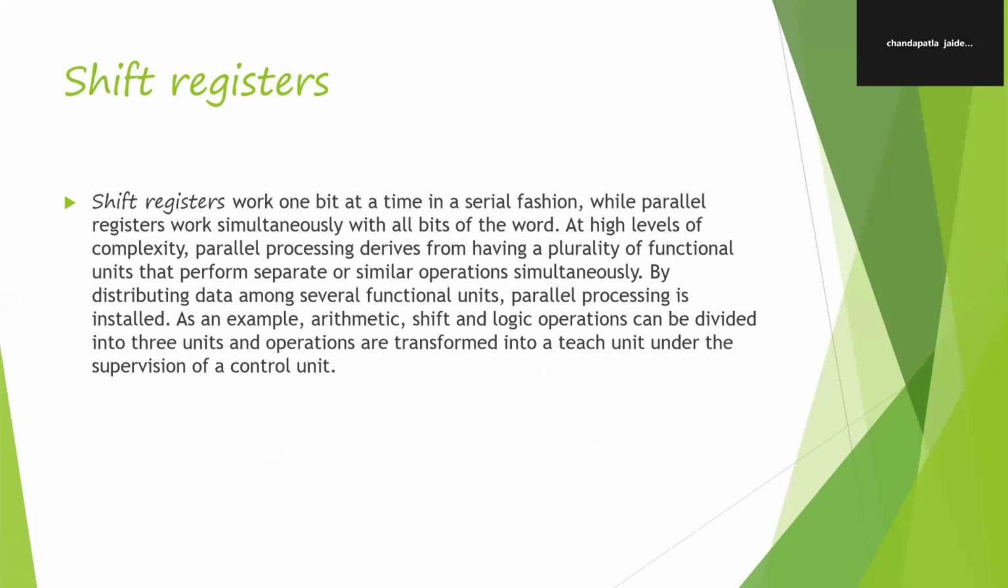At high levels of complexity, parallel processing derives from having a plurality of functional units that perform separate or similar operations simultaneously. Parallel processing is installed by distributing data among several functional units. As an example, arithmetic, shift and logic operations can be divided into three units, and operations are transferred to each unit under the supervision of the control unit.